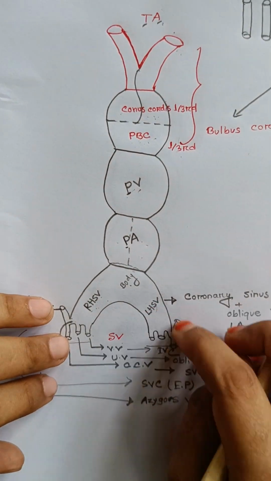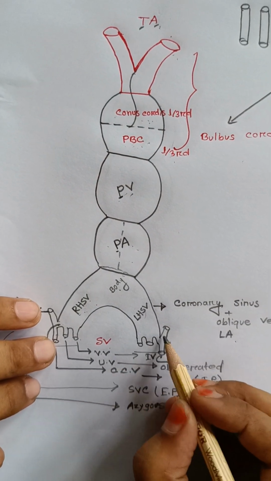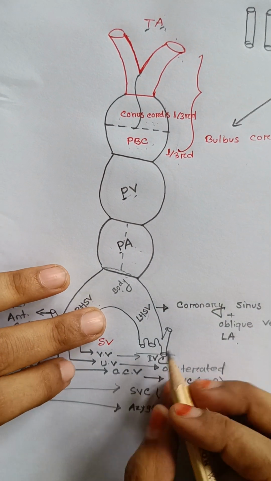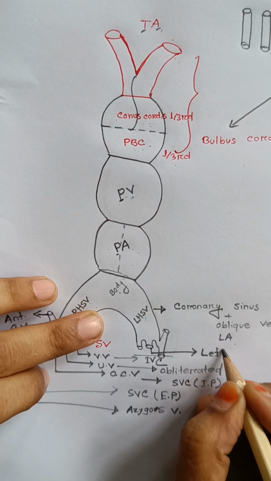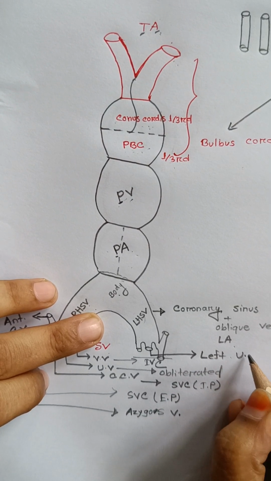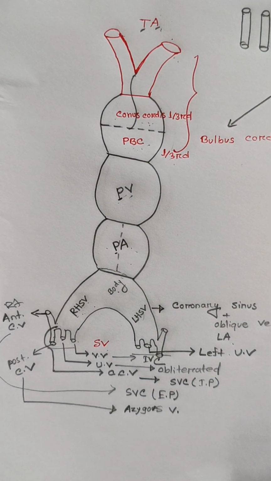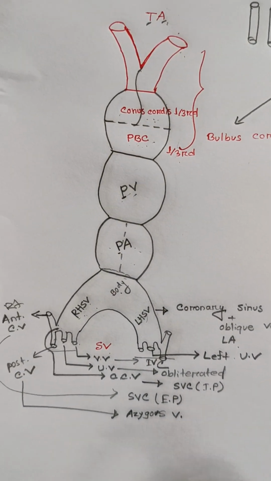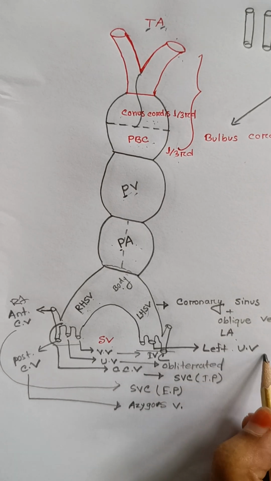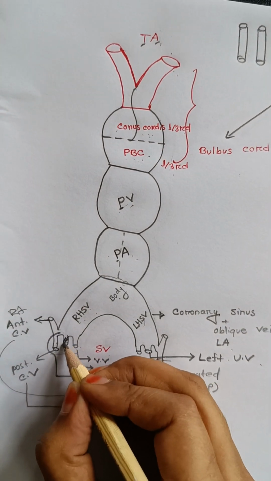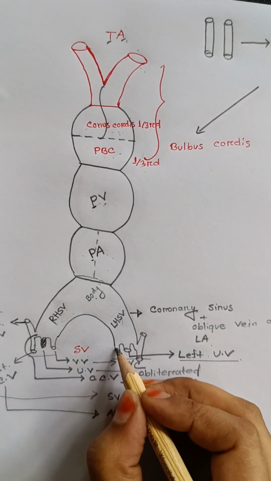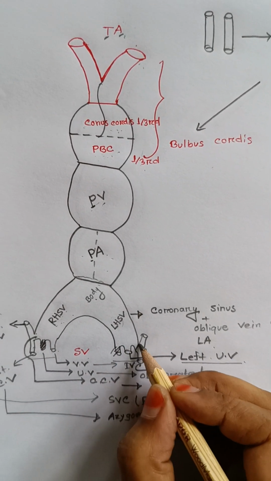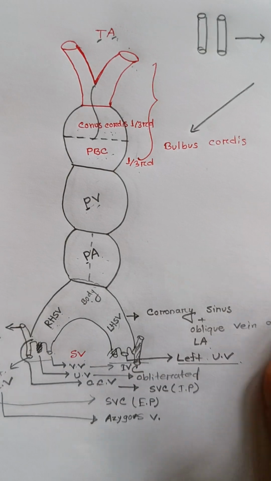So what about the left side? On the left side, this venous structure will be obliterated except the umbilical vein, the left umbilical vein. Okay, we know in our body there is only a single umbilical vein, that is the left umbilical vein. The right one is ultimately obliterated. And the left umbilical vein persists, while the left vitelline vein and left cardinal vein are also obliterated.